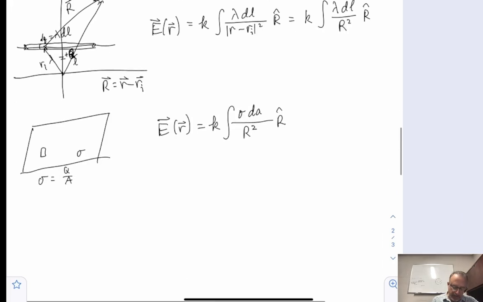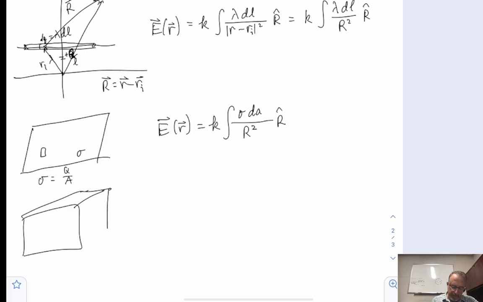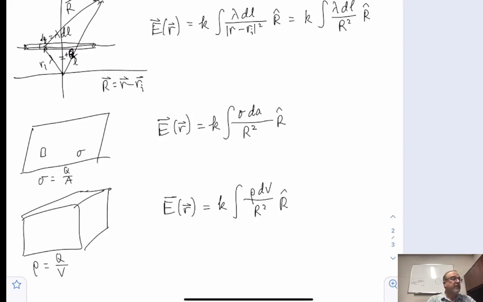And then we could also think about a volumetric charge distribution where rho is equal to charge per unit volume, and the electric field will be K integral rho dV over R squared R hat. So that's just kind of the different ways to do that.